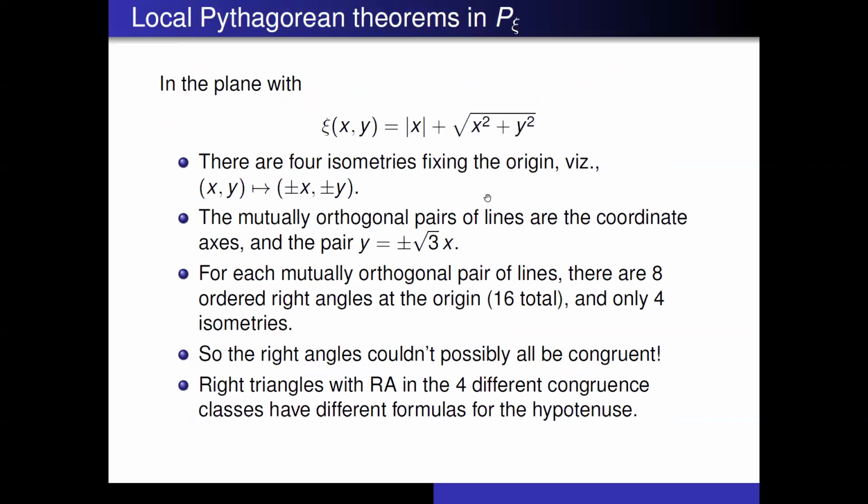Now let's look at this plane. This plane, there's 4 isometries. If you look at the intersection of 2 lines, there's 8 angles, if you count plus and minus x different. Now, here's combinatorics. If there's 4 isometries and there's 8 angles, by the pigeonhole principle, they're not all congruent. And so, in fact, that's what we saw.